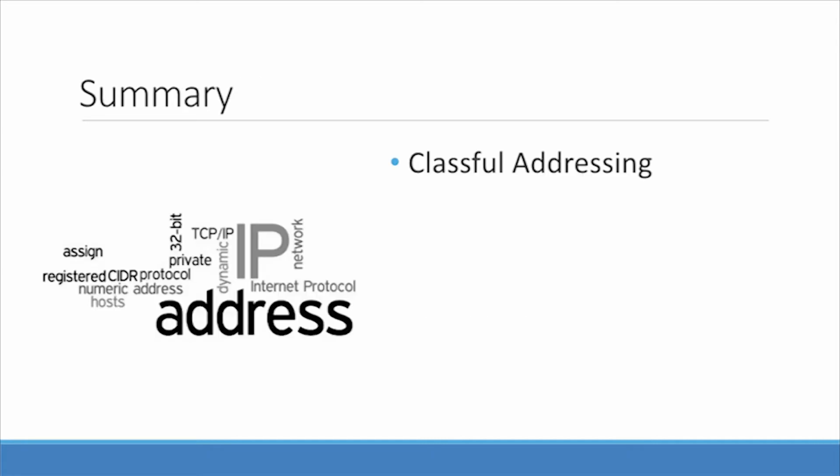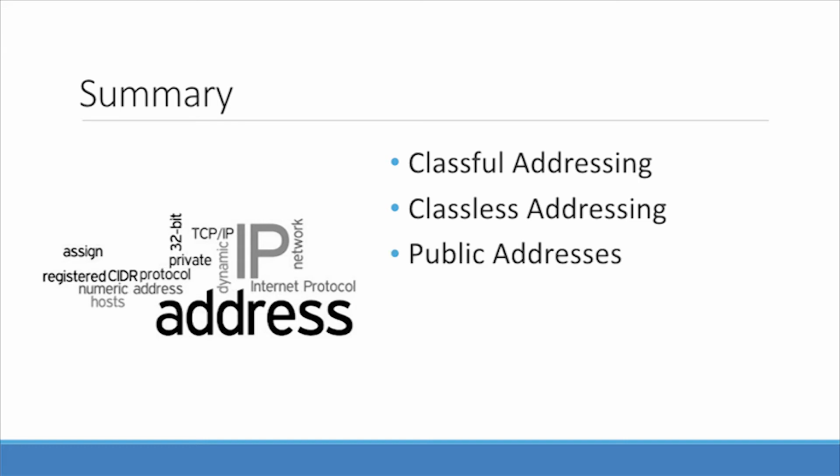Right? And in summary, we talked about classful addressing, how we used to use it. It was the foundation that was started in the 90s. We talked about classless addressing, which is in use today in IPv4 and now in IPv6. We talked about public addresses, those that get routed over the internet. And we've talked about private addresses, which you use on your internal network.